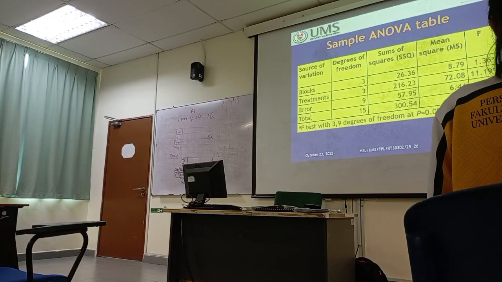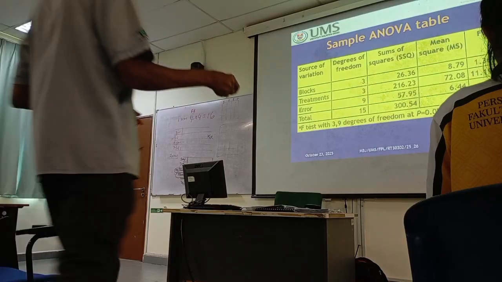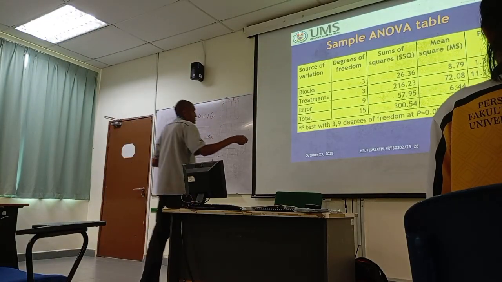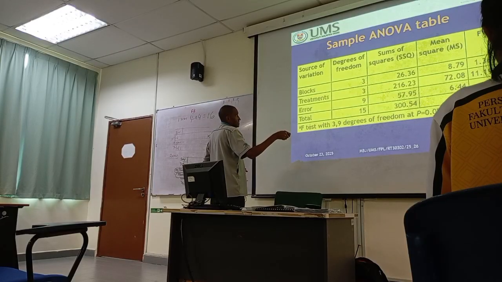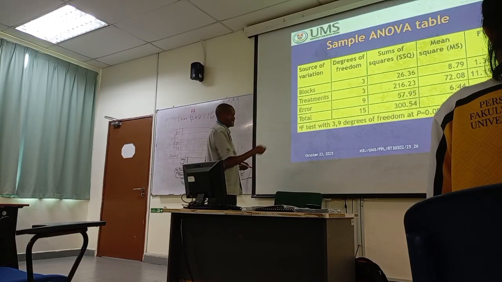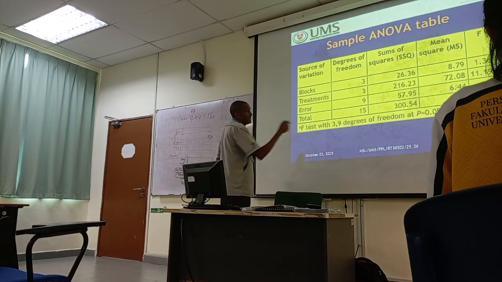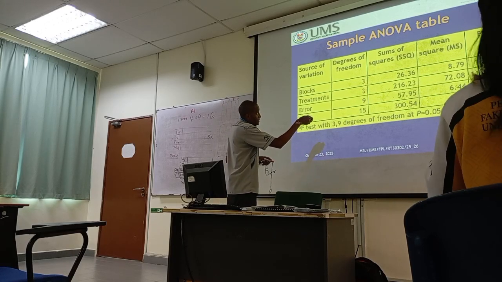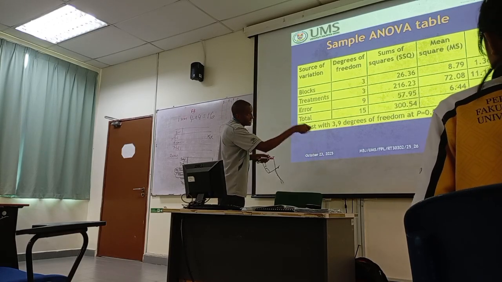Divide by error. That's why, because this number later, we need to compare with the table. To get the table value, it is 3 and 9. For block and treatment, they're the same because this also is 3. If this is 4, then this answer will be different. But because they are both 3 and this is 9, you get the same answer.